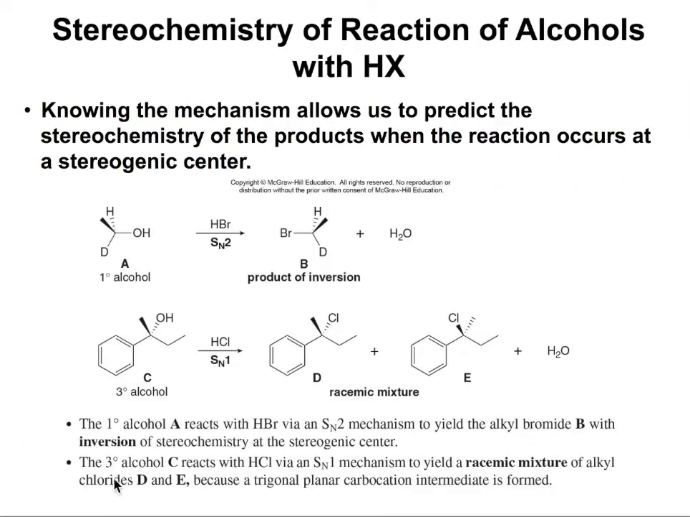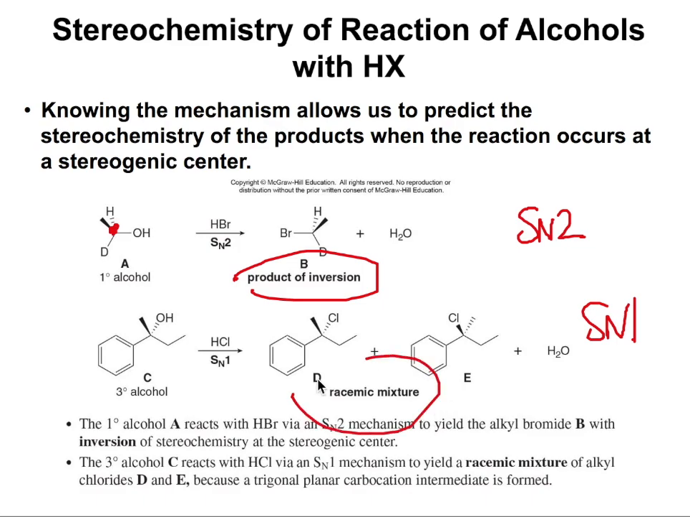I talked about it. So when we have a primary alcohol, then we will get inversion of configuration when the carbon that we start with is chiral. And the same goes for a tertiary alcohol. When we have a tertiary alcohol and it goes through an SN1, we will get a racemic mixture. This is exactly the same that you've seen in previous videos. So remember, SN2 will give us inversion of configuration and SN1 will give us a racemic mixture.